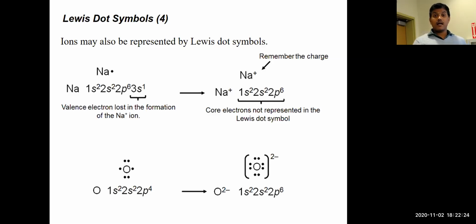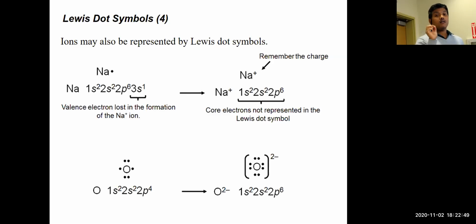How do you calculate that? Number of protons versus number of electrons. In this case, you have 2 more electrons than the oxygen having 8 protons. Instead of 8 electrons, it has 10 electrons. That's why 8 minus 10 is -2. That's why you come up to this -2. So these are Lewis dot symbols for ions.